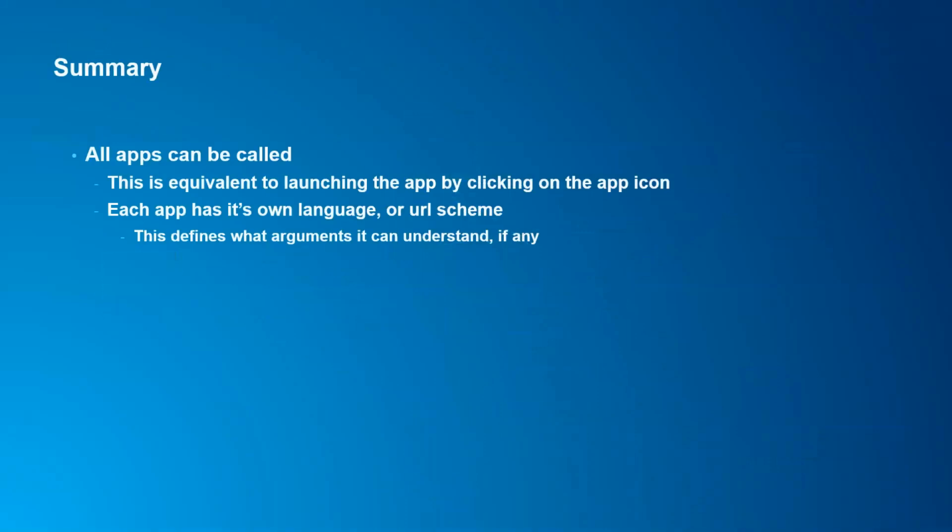Each app though has its own language or URL scheme. If you've used URL schemes in ArcGIS Online before to pass in parameters, it's very similar when it comes to the mobile side of things. The URL scheme defines what arguments can be understood by specific apps. So all apps can be called. Some apps have more arguments than others, and some in fact don't have any arguments.